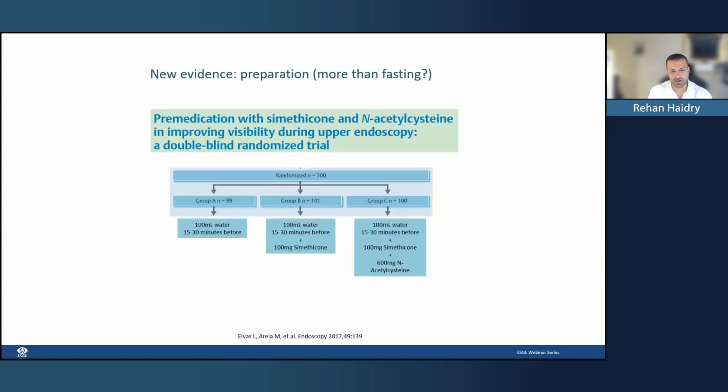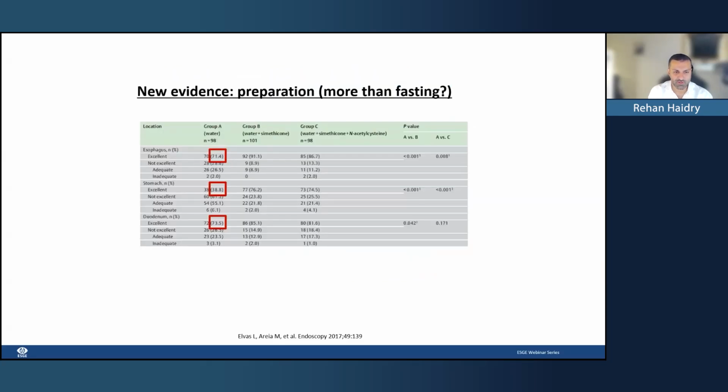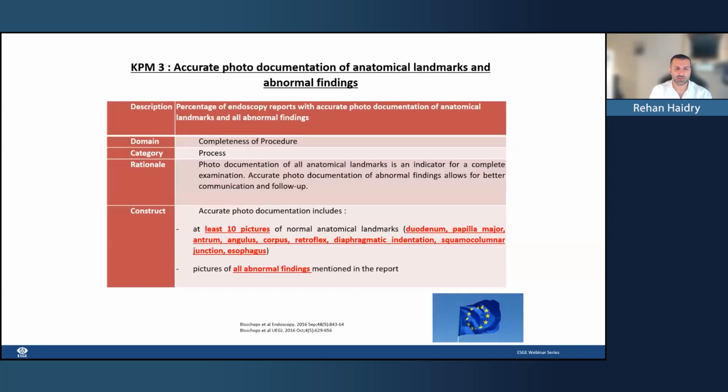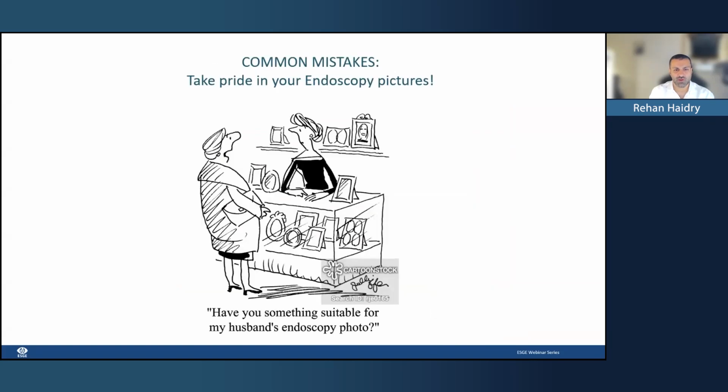And this has been shown in a randomized controlled trial published by my colleague in Portsmouth, randomizing patients undergoing standard gastroscopy to either pre-medication with simethicone and acetylcysteine or water alone. You can see that in the patients who had simethicone and acetylcysteine, not only was the preparation excellent, but they were also able to pick up more lesions. So please wash again. And if you're not sure, wash again, so you can give yourself every chance of exhibiting some dysplasia.